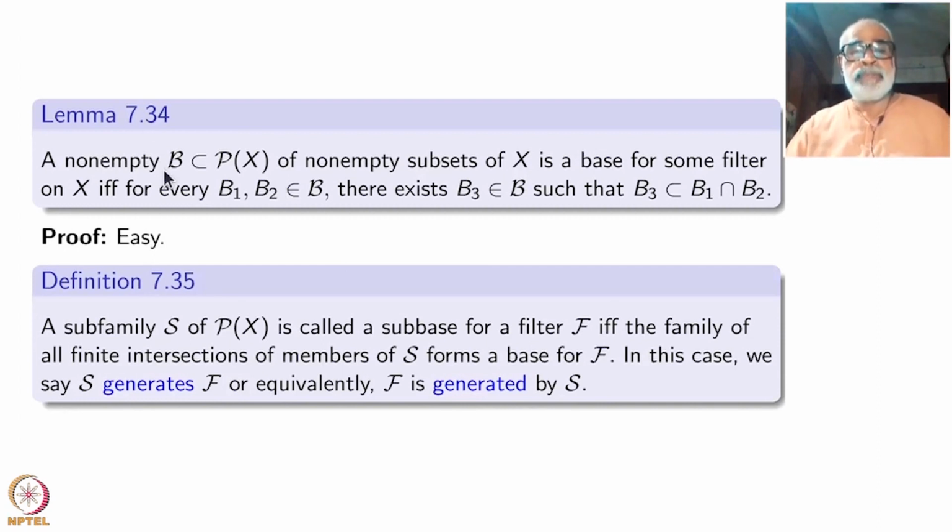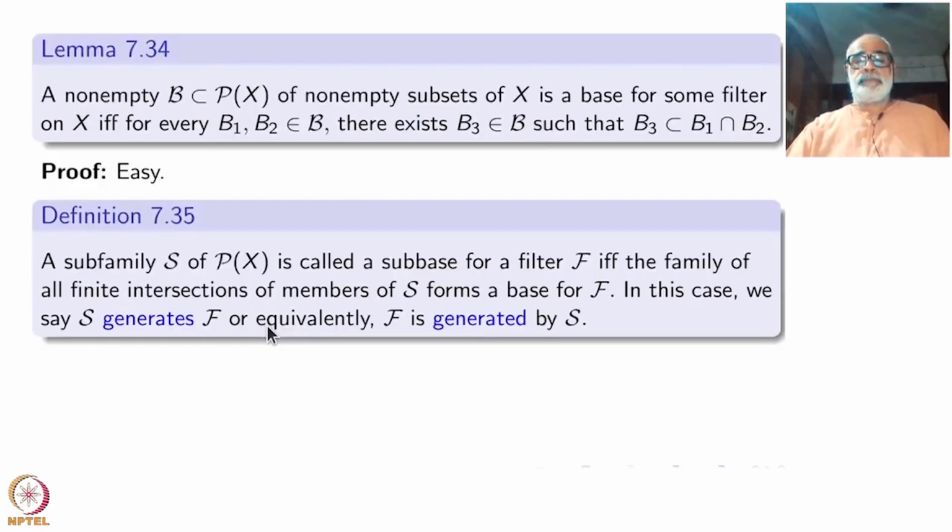So the empty set is not a member of any base, whereas the family itself can be empty. As you have pointed out, the finite intersection of members of S forming a base automatically implies that the empty set is not a member. But this family S may have no members also, that is allowed.